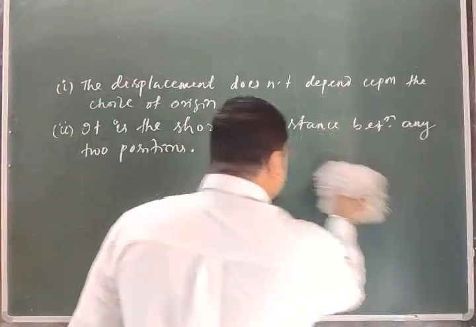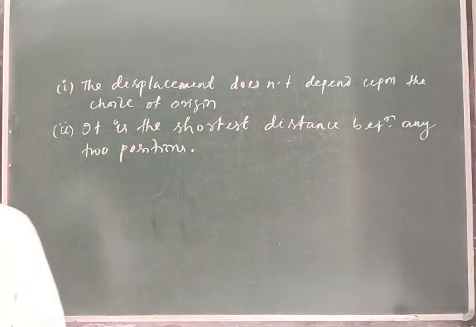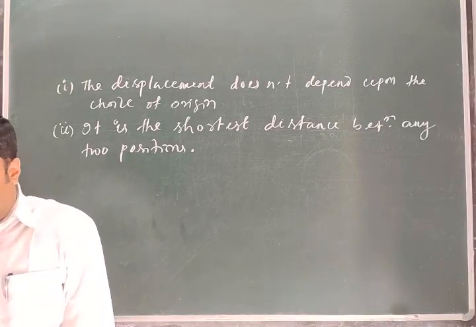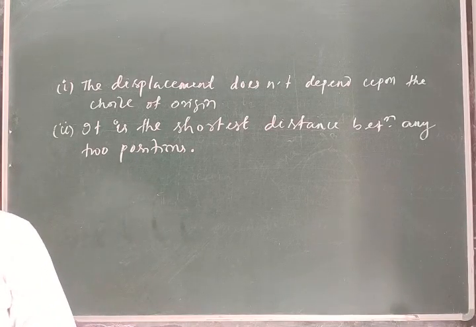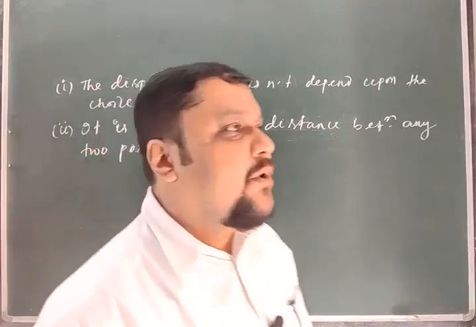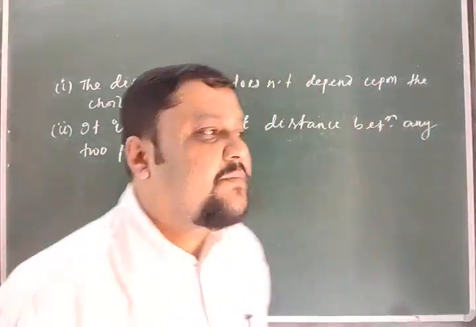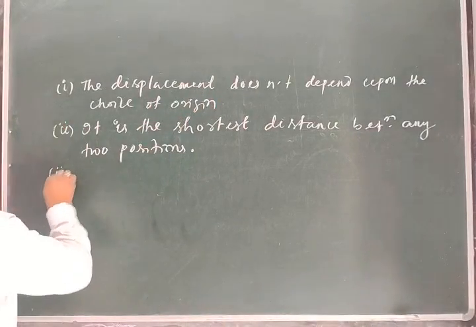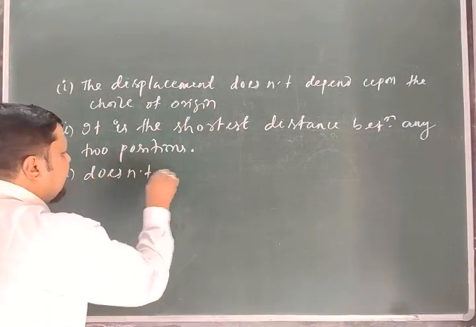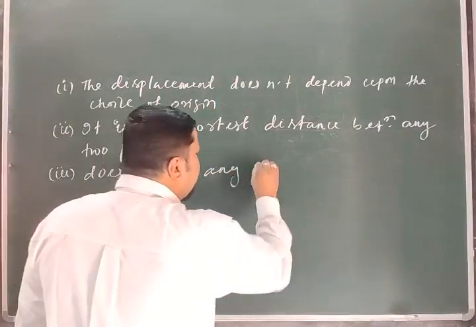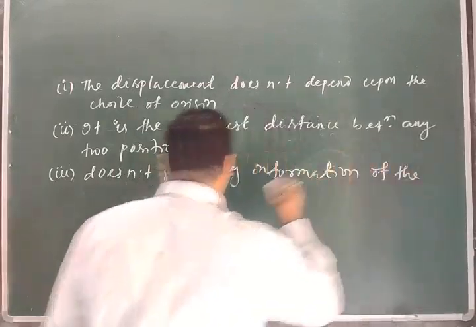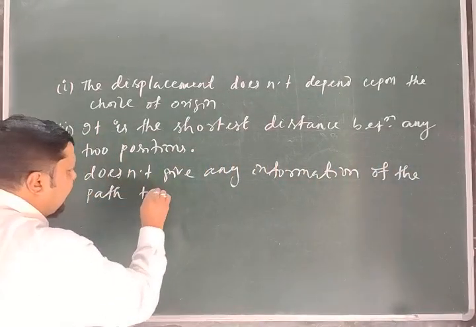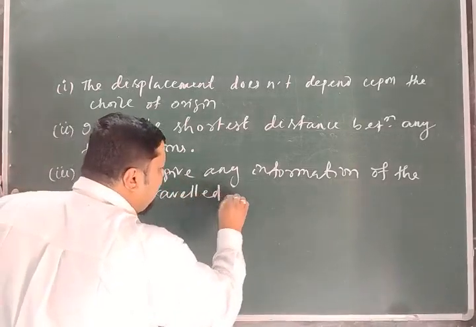Okay. Now next we will go for another characteristic of displacement. The displacement of a particle between any 2 points does not give any information about the shape of the path followed by the particle. It does not give any information of the path traveled by the particle.